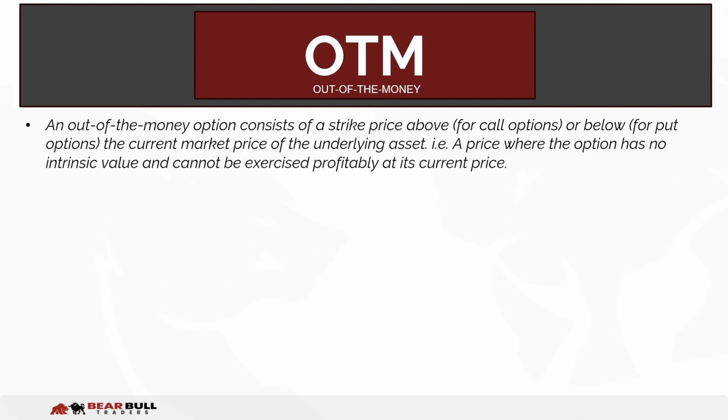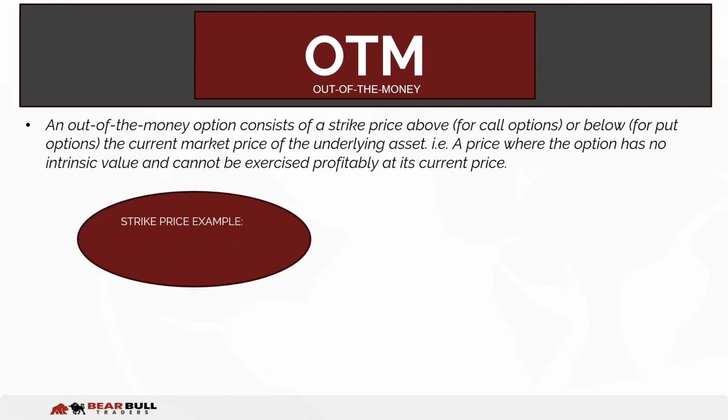An out of the money option consists of a strike price above for call options or below for put options the current market price of the underlying asset. In other words, this is an option contract with a strike price that has no intrinsic value. Therefore, it cannot be exercised profitably at its current price. Let's take a look at an example. The current stock price is $100. A call option with a strike price of $101 and above will be considered out of the money, whereas an out of the money put contract will be at $99 and below.